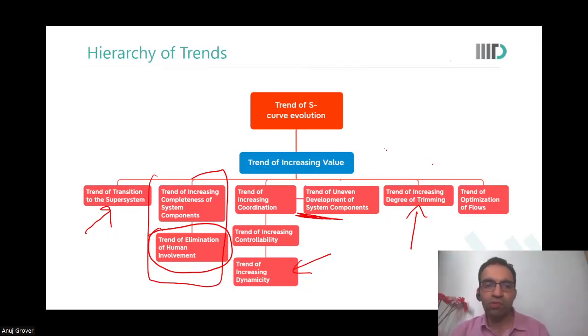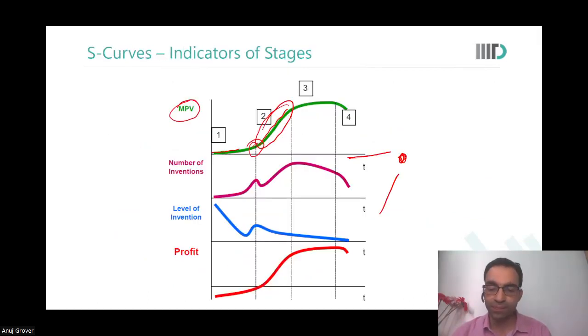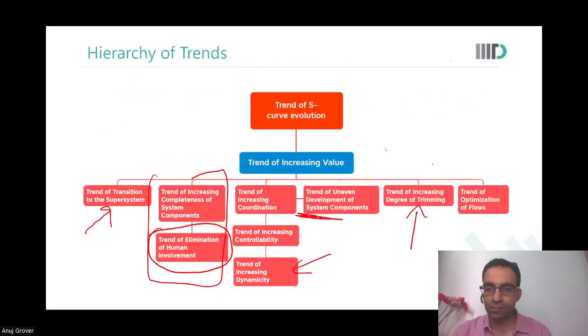What we will do now is we'll spend just a little more time on the trend of evolution to a super system. Yes? So can you please explain the increasing coordination with the uneven development part once more?